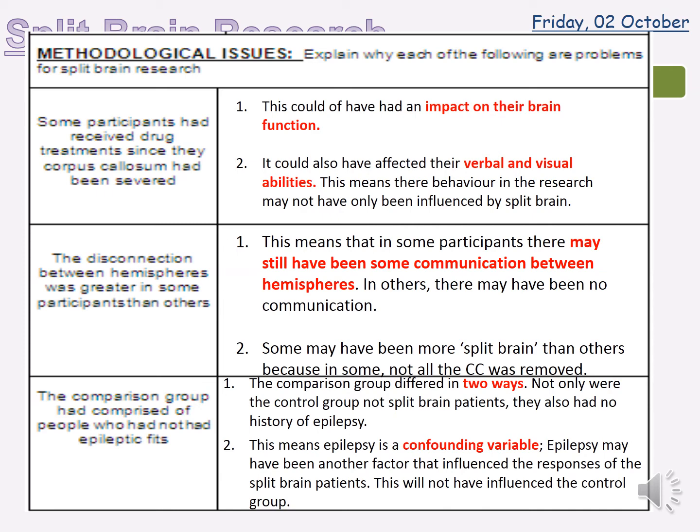And finally, the comparison group that had comprised of people who had not had epileptic fits. The comparison group differed in two ways. Not only were the control group not split brain patients, they also had no history of epilepsy. Therefore, epilepsy is a confounding variable. Epilepsy may have been another factor that influenced the responses of the split brain patients, and this will not have influenced the control group.